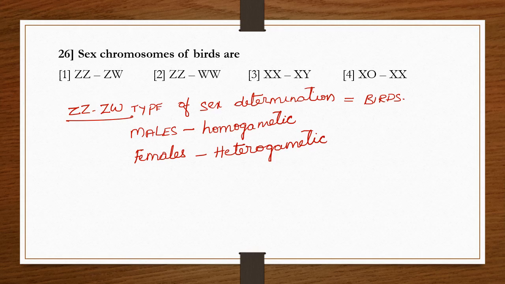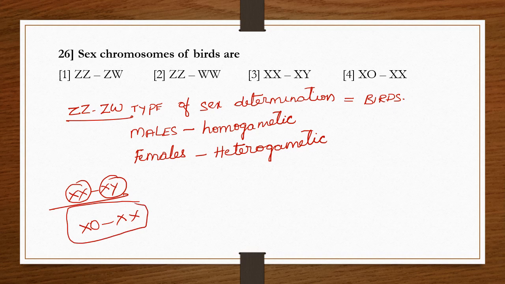In another option, XX, XY we can see in humans, where XX is female and XY is male. X0, XX we can see in some insects. So these two types are found in humans and in insects. So the correct answer for sex chromosomes of birds is ZZ, ZW. The first option is correct.